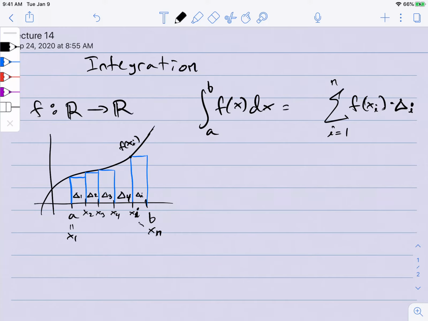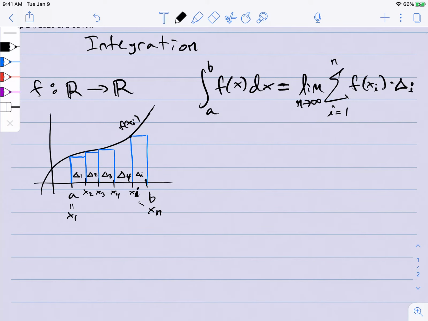And for this to be an equality and not just an approximate equality, we have to take the limit as the number of these subintervals goes to infinity, making sure that each of the lengths of the subintervals gets smaller and smaller. Anyway, if you do this precisely, you can define the integral as a limit of a sum. And so we want to repeat this idea for complex integration.